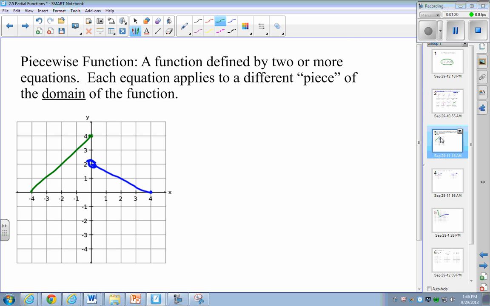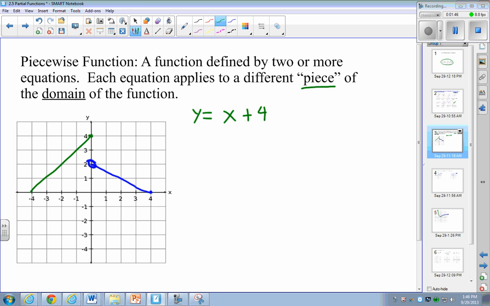Okay, but now let's talk about piecewise functions. A piecewise function is defined by two or more equations. Each equation applies to a different piece of the domain of the function. So here, in this function, we have two pieces, our green one and our blue piece. So what's the equation of our green? Well, that's just going to be x plus 4.